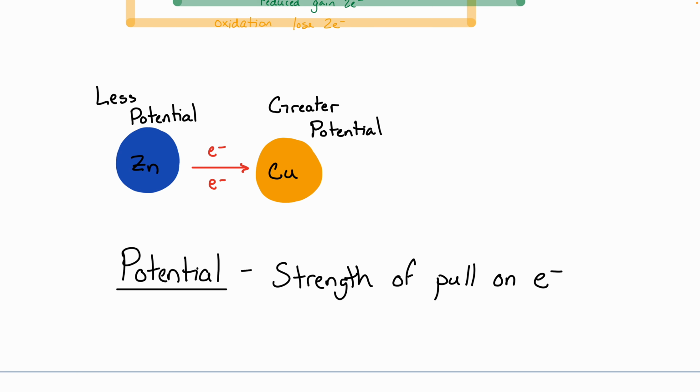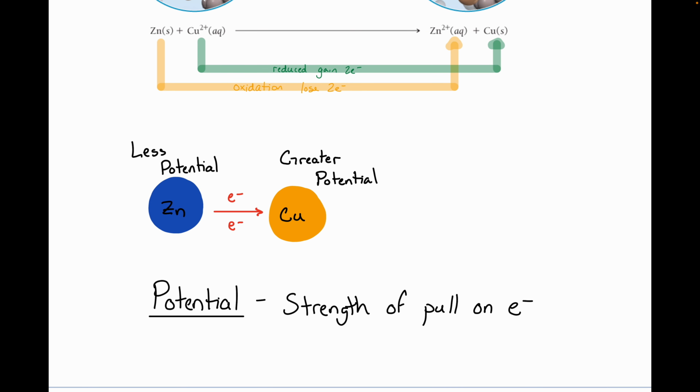And chemistry is a real dog-eat-dog world. The strong will win, right? Whoever's got the stronger pull of electrons, whoever's got the greater potential is the one that's going to be able to wrestle them away from the other one. So since copper's got its greater potential, it's able to pull those electrons away from those zincs, and that's why we get our spontaneous reaction where our copper goes from being a copper ion to solid copper atoms, goes from having that +2 charge to being neutral, and the exact opposite happens for zinc. Zinc loses its electrons. It goes from being neutral to having that +2 charge.